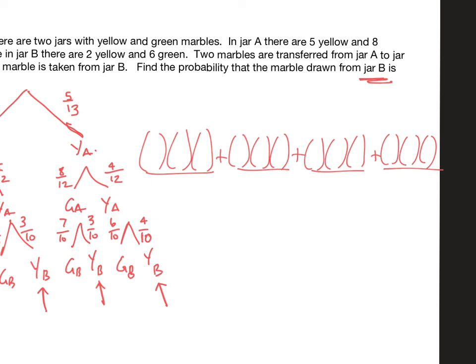Okay, so now I just have to go down each of the branches. I believe that I started on the far left and had 8/13, 7/12, and 2/10. Those are all the multiplications down one of the branches. And then I have 8/13, 5/12, and 3/10 on another branch. Third branch, I have 5/13, 8/12, and 3/10. And the very last branch, I have 5/13, 4/12, and 4/10.